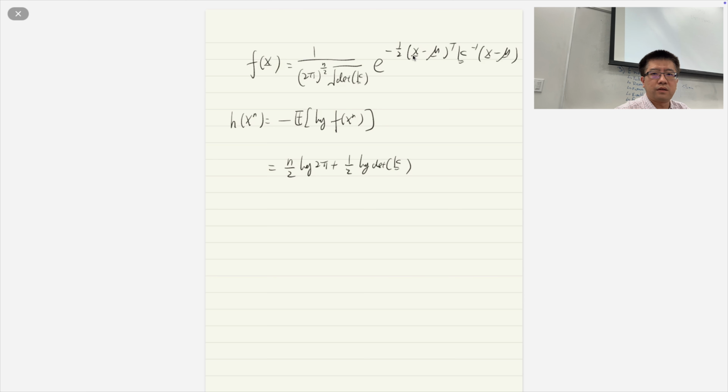Now let's see this other term. We have a minus sign here, then it cancels, and we have a plus sign. So here's log e over 2, and then the expectation of (x_n minus mu) transpose K inverse (x_n minus mu). We need to compute this term, which might be complicated. How can we compute that? Any idea? How can we compute this?